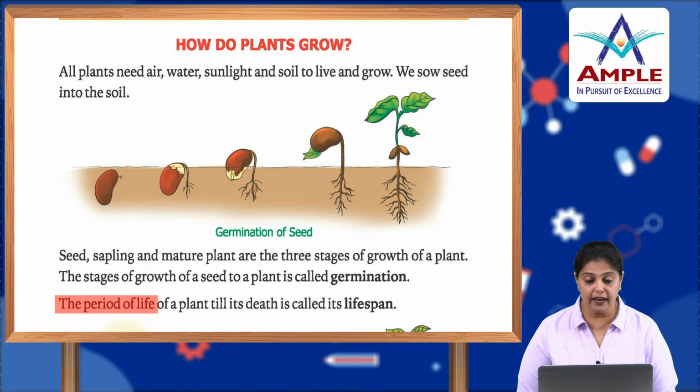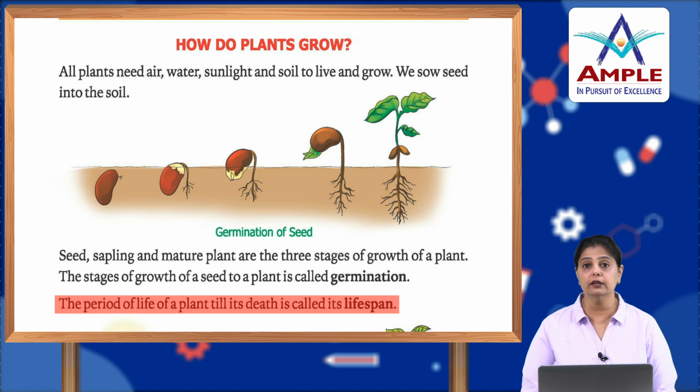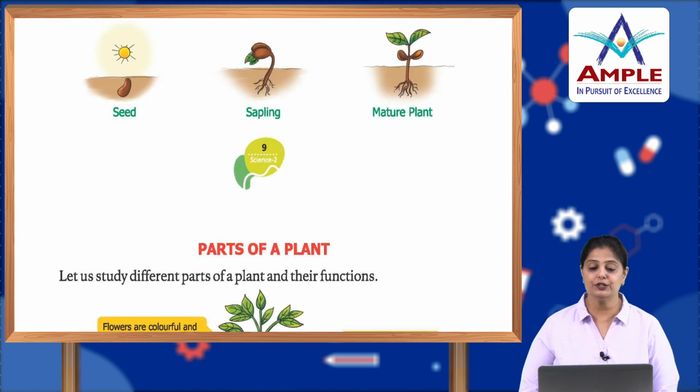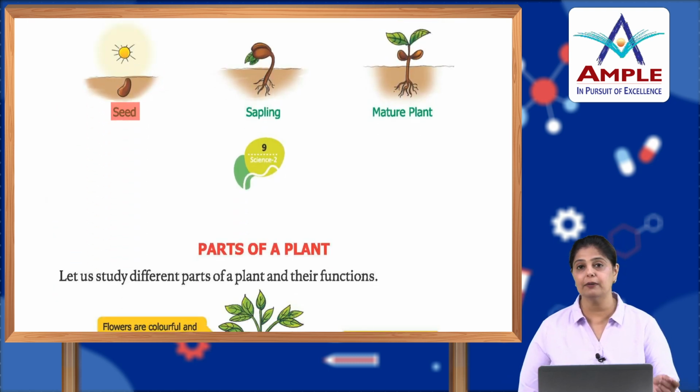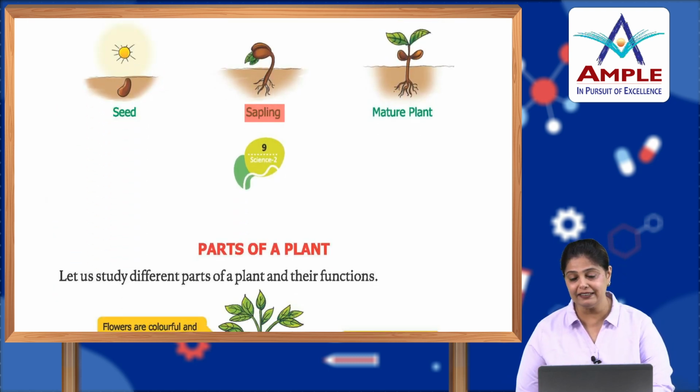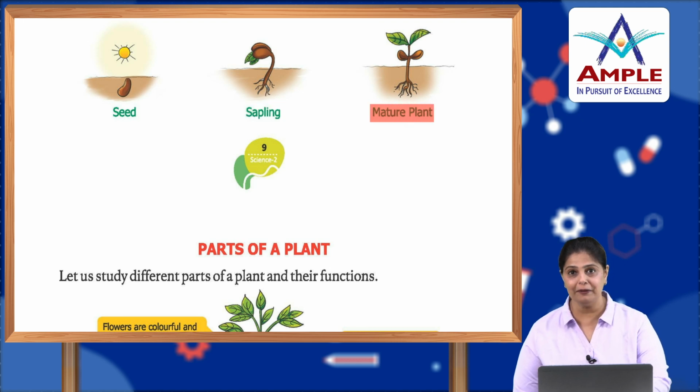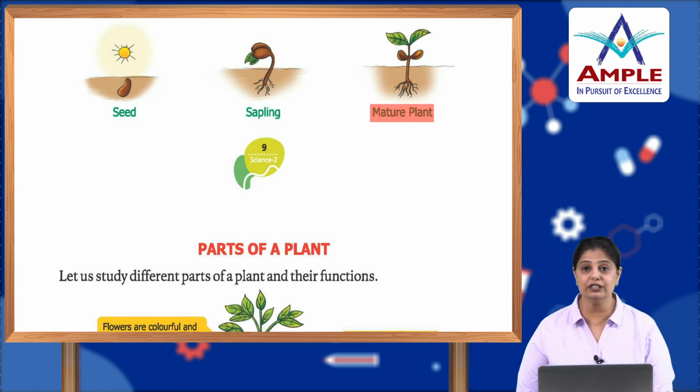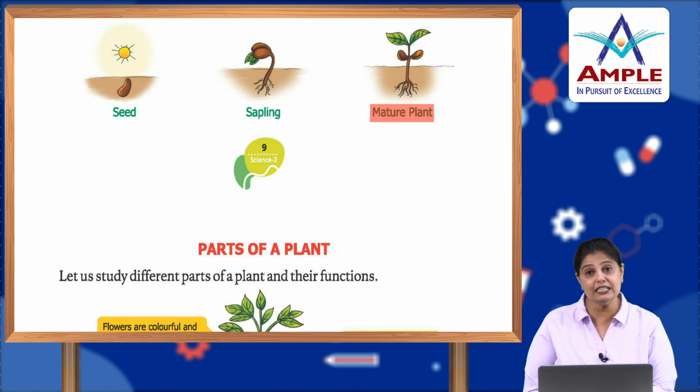The period of life of a plant till its death is called its life span, okay. Right from the time it is sown and slowly starts growing till it dies, it's known as the lifespan of a plant. So, from the seed, it gets converted to a sapling, and from sapling to a mature plant, okay. So, children, do sow a seed and see the process of germination and see how the plant grows from a seed into a mature plant. It's fun to watch it.